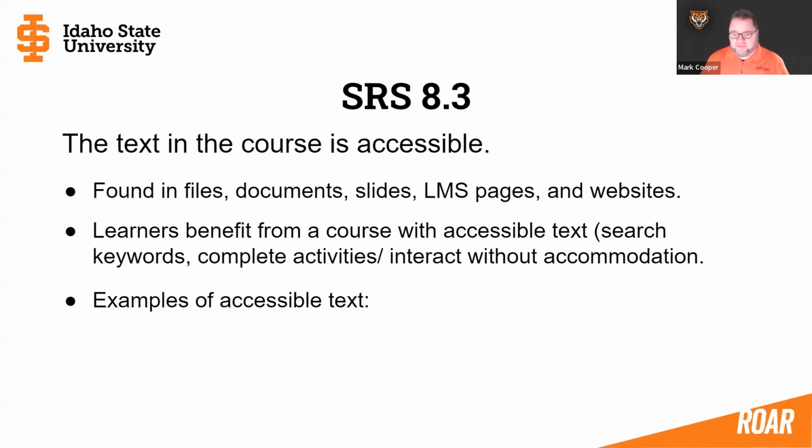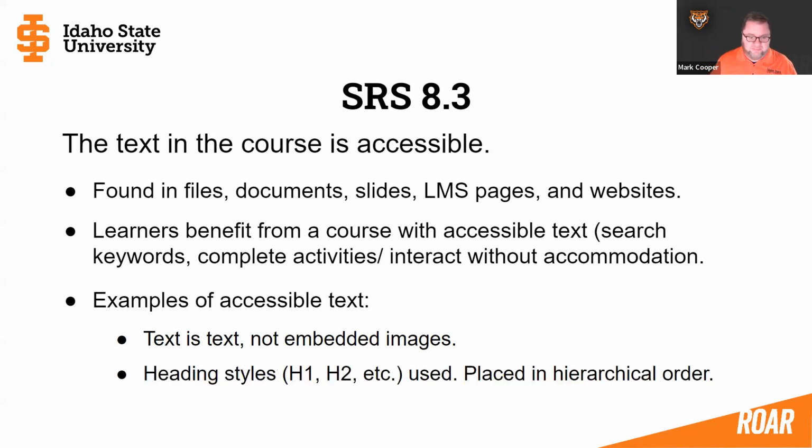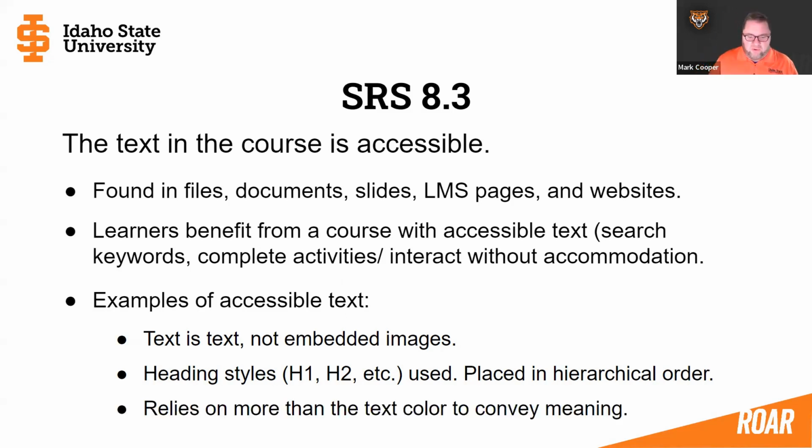Some examples of accessible text include, but are not limited to, the text is just text. It's not an embedded image. The use of heading styles is done in your course documents, files, and websites, using a hierarchical order for your heading styles. And that you rely on more than the text color to convey meaning.